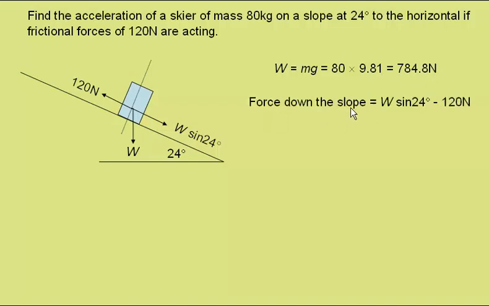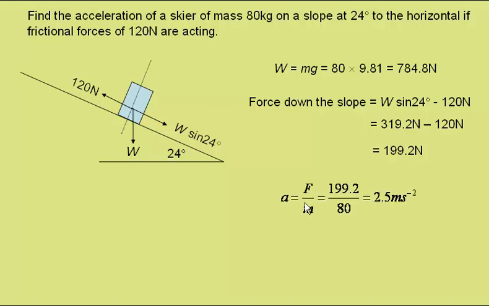The force down the slope will be equal to W sine 24 minus the frictional force of 120 newtons acting up the slope. Putting the numbers in, that's 319.2 newtons for W sine 24 minus 120 newtons, giving a total force of 199.2 newtons down the slope. Using A equals F over m, that then gives 199.2 newtons over 80 kilograms, giving an acceleration down the slope of 2.5 meters per second squared.